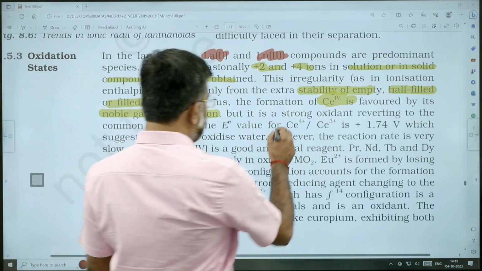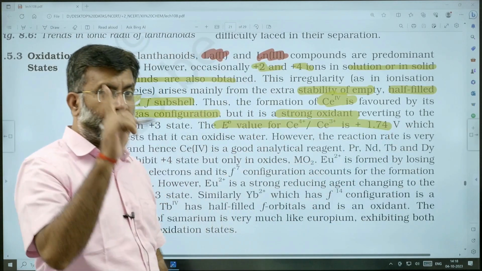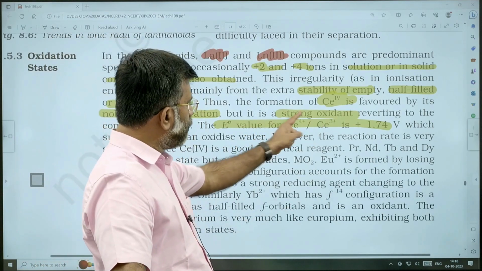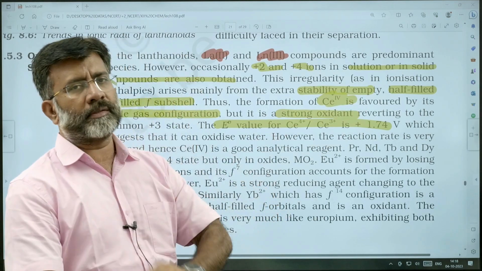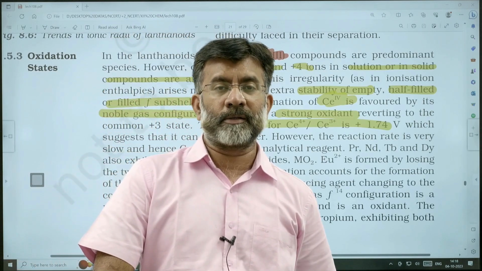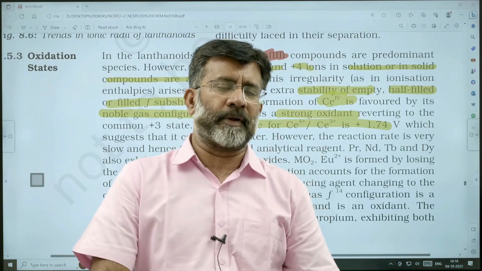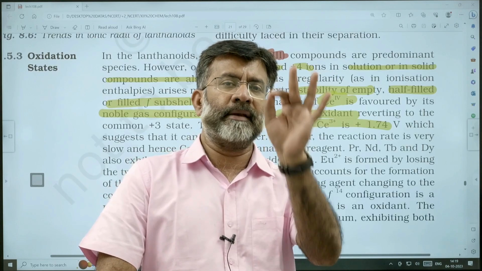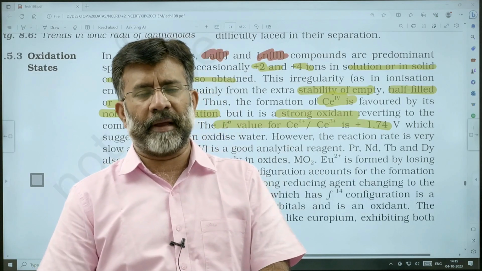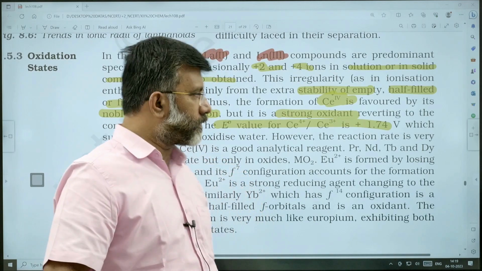But it is a strong oxidant. Look at the reduction potential, 1.74, for Ce4+ to Ce3+. The potential is 1.74. That means Ce4+ will be easily reduced to Ce3+. That's a general point: lanthanoids usually maintain the +3 oxidation state. So Ce4+ easily will be converted back to Ce3+. That means easy reduction, so it acts as a good oxidizing agent.